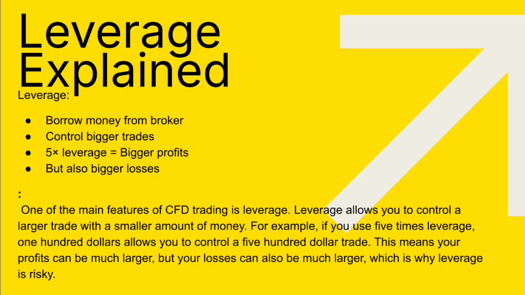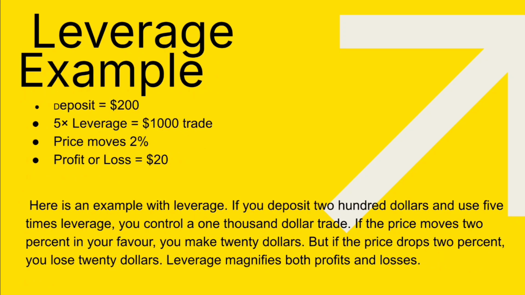Putting it this way, one of the main features of CFD trading is leverage, because leverage allows you to control a trade larger than the smaller amount of money that you may have. For example, if you use 5 times leverage on $100, you are going to be controlling $500. This means that your profits can be up to 5 times larger, but your losses can also be 5 times larger as well. And this is why leverage in and of itself can be so risky.